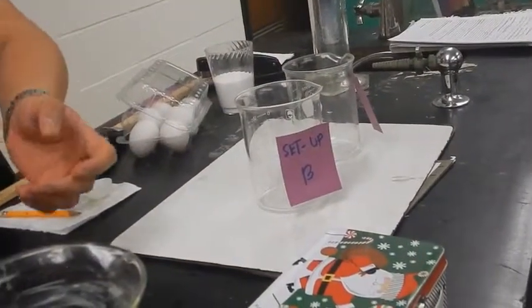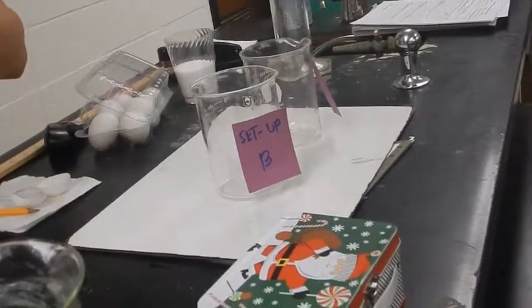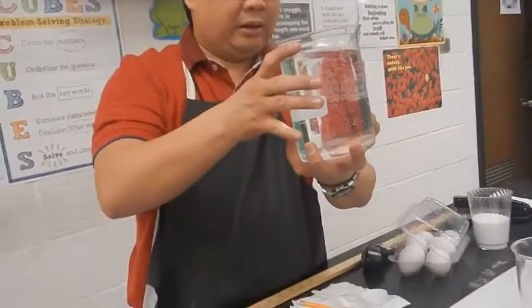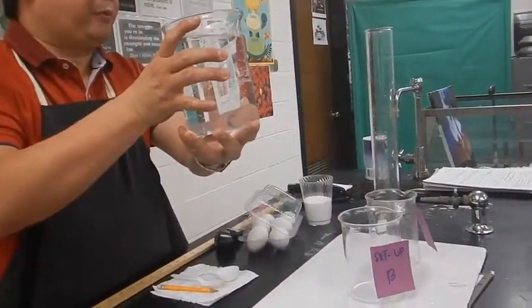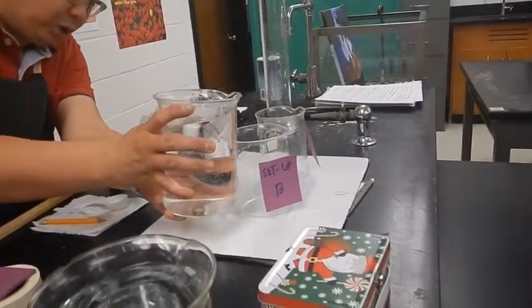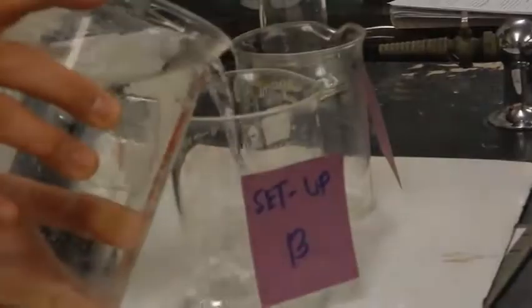The next thing that I will do is fill each beaker with the same amount of water. This is just water from the faucet, or tap water. And they should have the same amount of water, which is 400 ml.